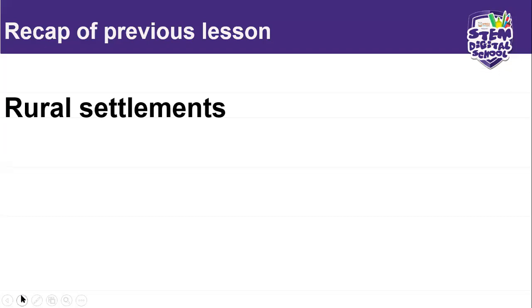Okay, so this is what we did in the previous lesson. We looked at rural settlements. We looked at different types of rural settlements and the main functions that are done in rural settlements.